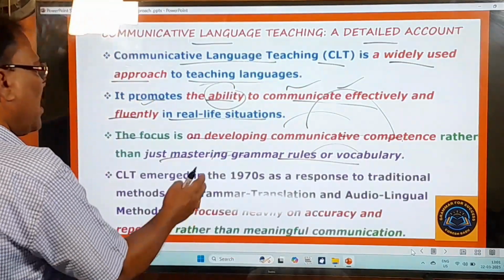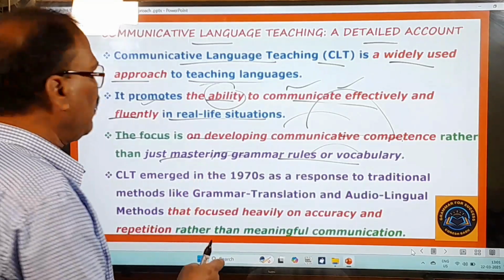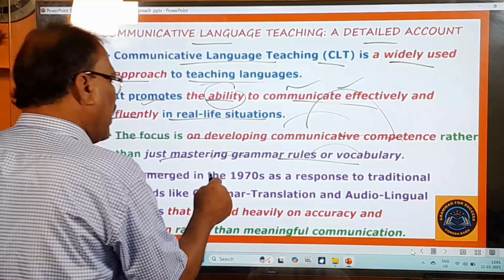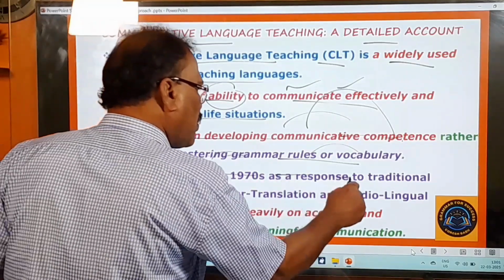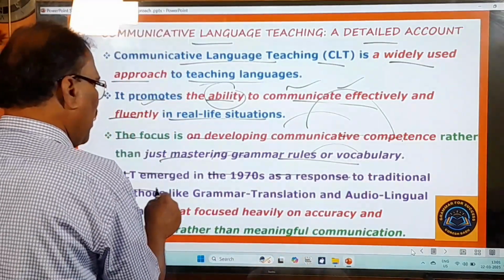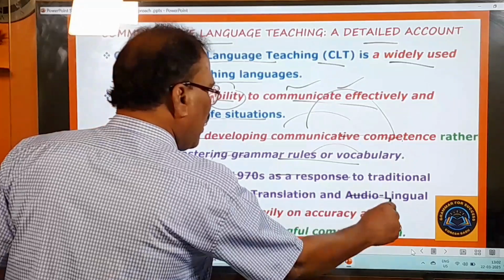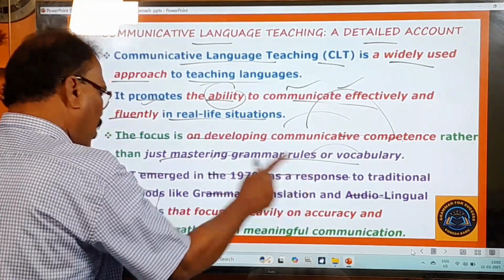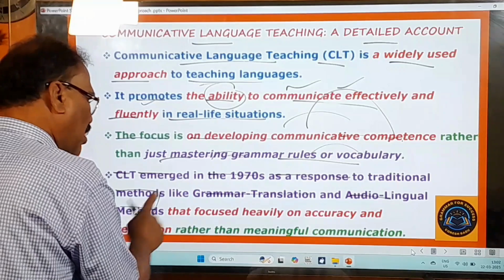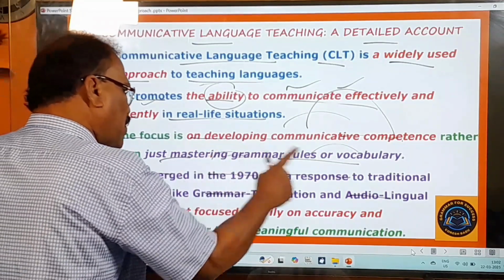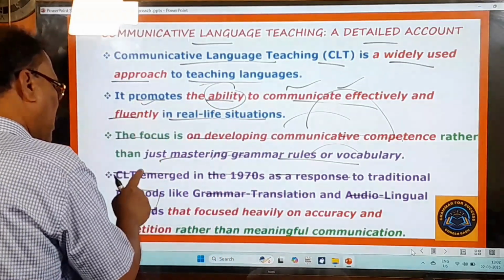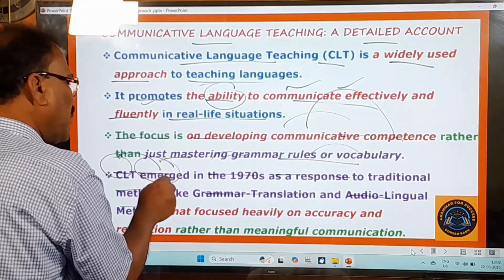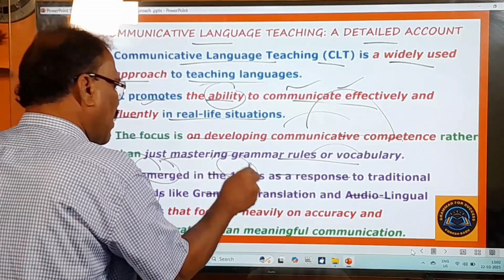Another important introductory point about CLT is that it emerged in the 1970s as a response to traditional methods like the grammar translation and audiolingual methods. These two methods are traditional methods. As a response to these two traditional methods, CLT has emerged, means has come into existence, in the 1970s.